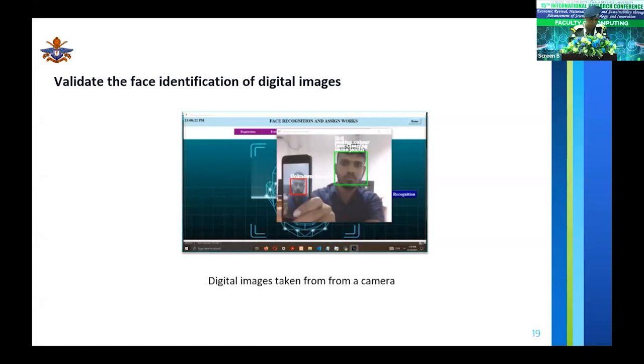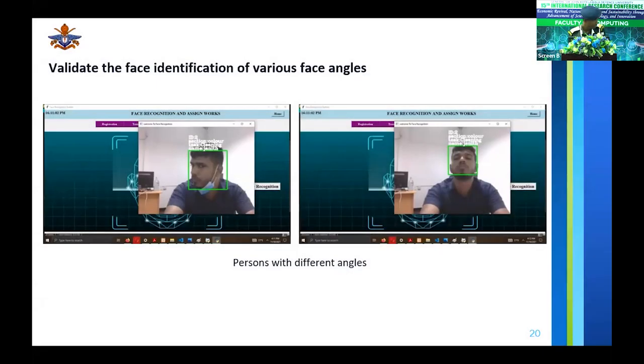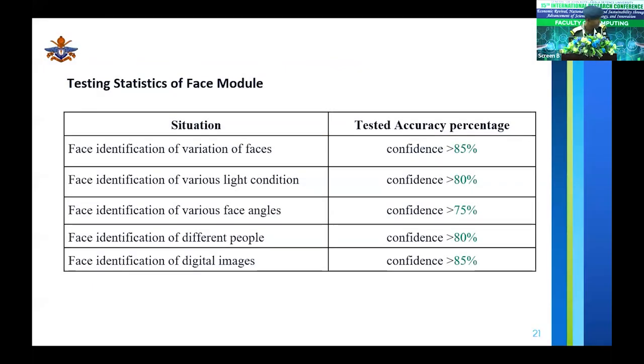I also validated face identification of digital images. Temporary employees could cheat easily with digital images, but in this case the system does not identify digital images. Another test validates face identification at various face angles, and the next one is testing statistics of the face module, where the screen shows the calculations.